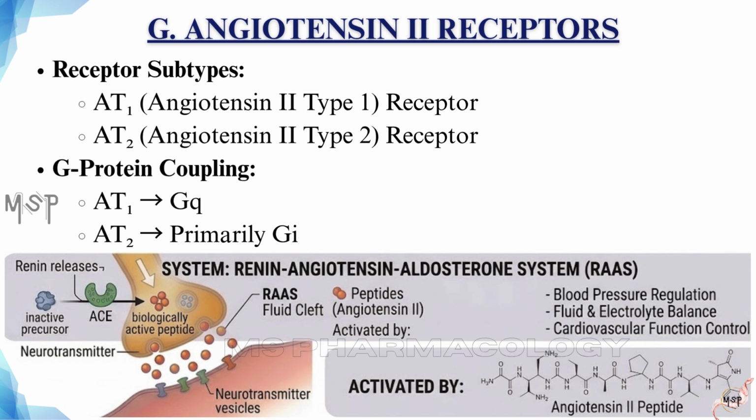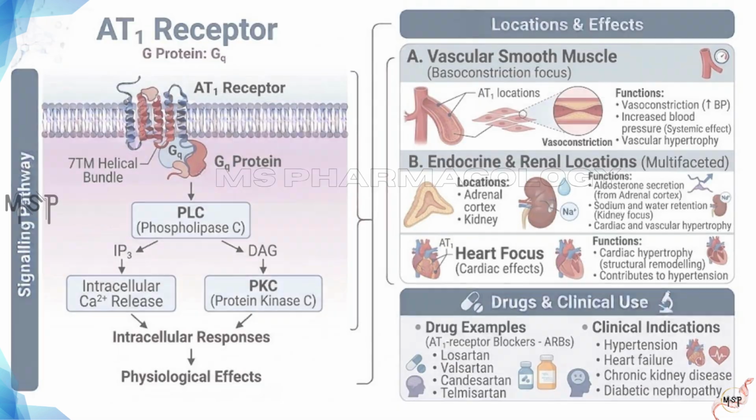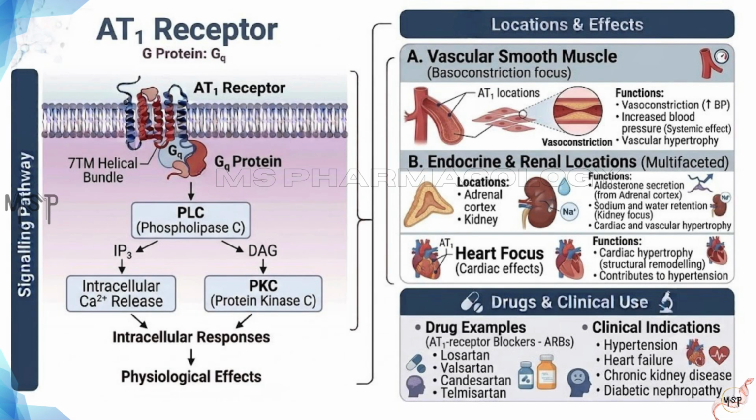The AT1 receptor is coupled predominantly to GQ proteins and mediates most of the classical physiological actions of angiotensin II, whereas the AT2 receptor is coupled primarily to GI proteins and generally opposes many of the effects of AT1 receptors. We begin with the AT1 receptor.